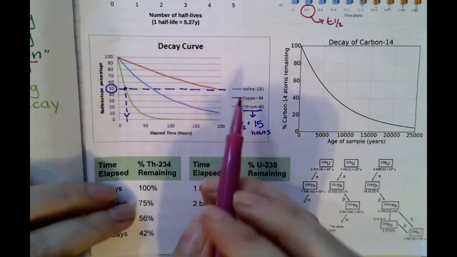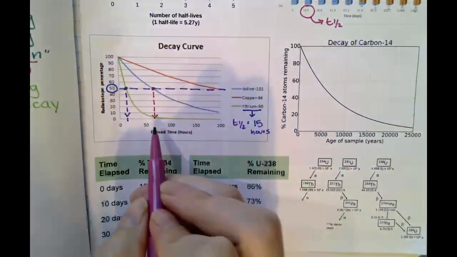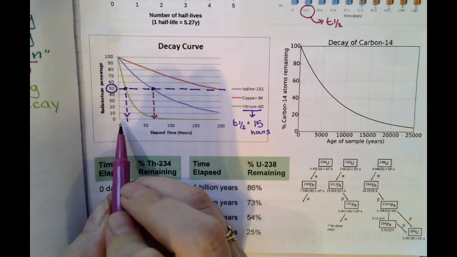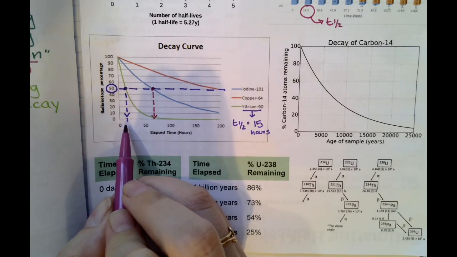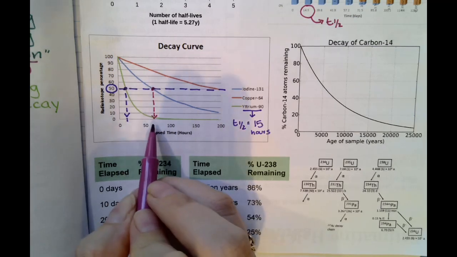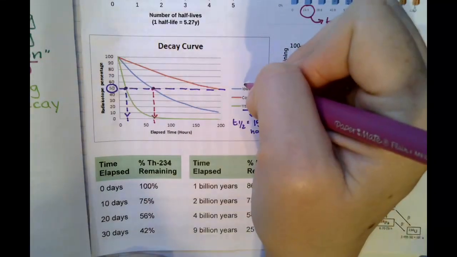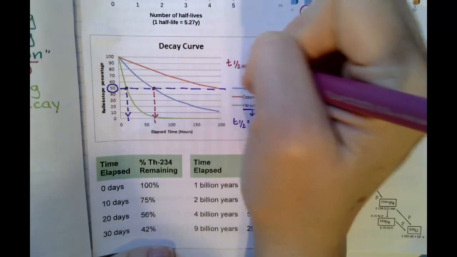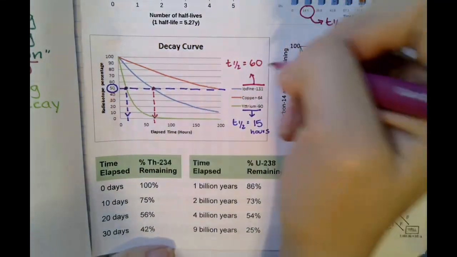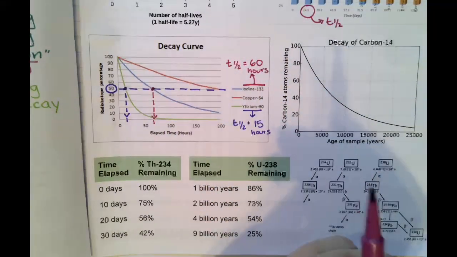All right, let's take a look at iodine-131. So we're going over. This is where it hits the 50% line. We're drawing our little line down. Where would you say that is? Maybe like, let's see, 20, 40, 60? Maybe that's 60 right there. So I would say that iodine-131 has a half-life of about 60 hours. So these must be really unstable isotopes if it's only taken them 15 or 60 hours to decay.